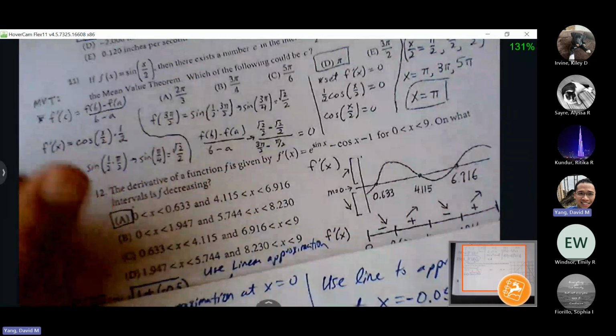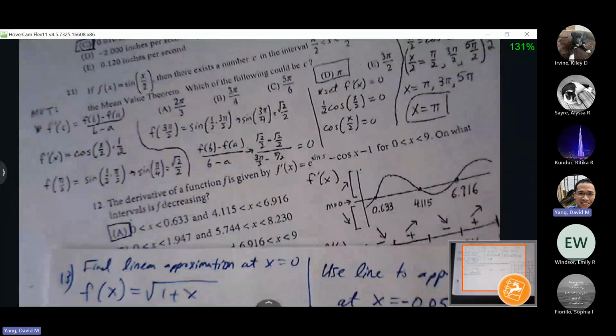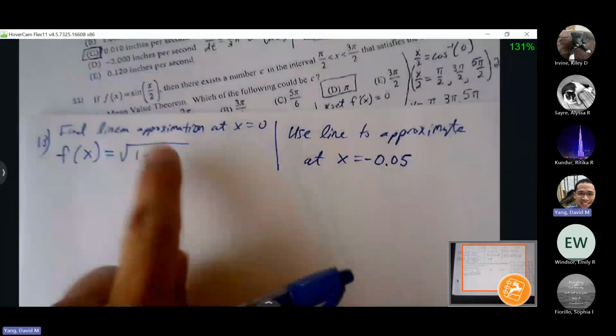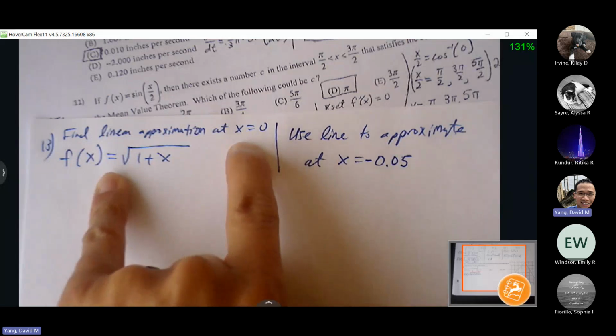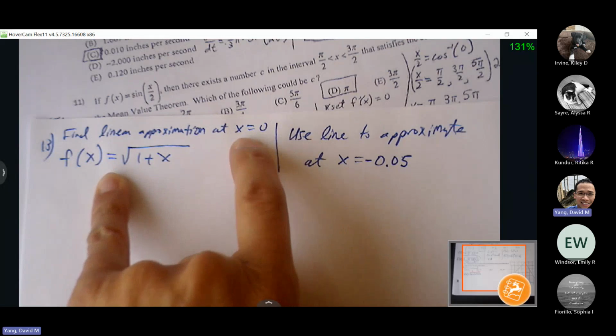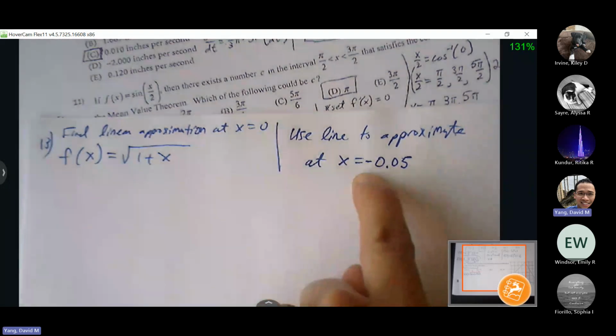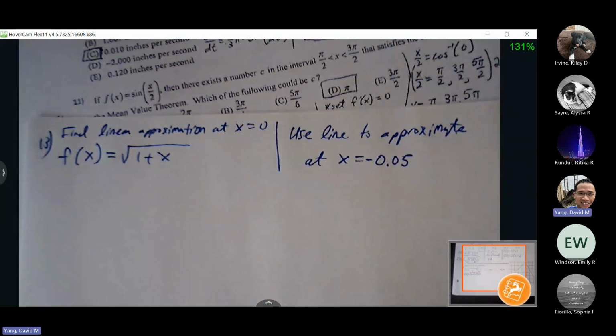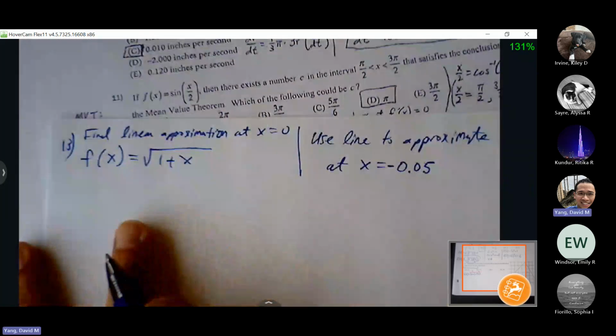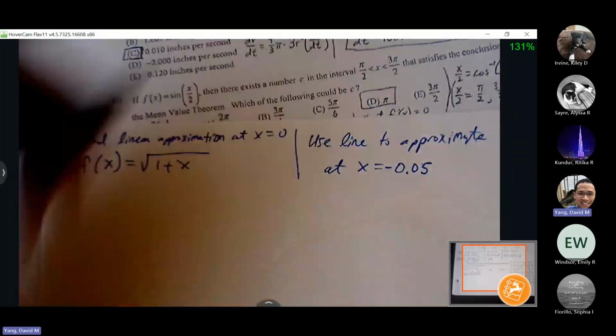So 13, same equation here. We're going to build a tangent line approximation, linear approximation at x equals 0. So we're going to find our ordered pair, find our slope, use point slope form, build that tangent line, and then we're going to use the decimal negative 0.05 to insert into our tangent line equation. Right, so first things first, let's gather our ordered pair.